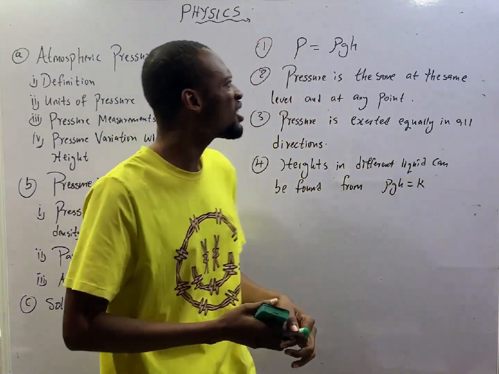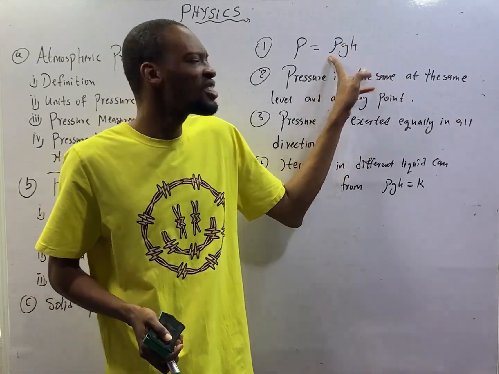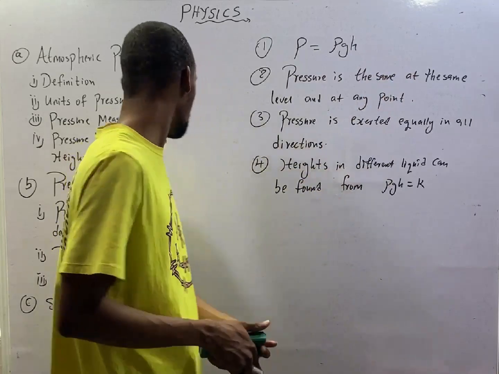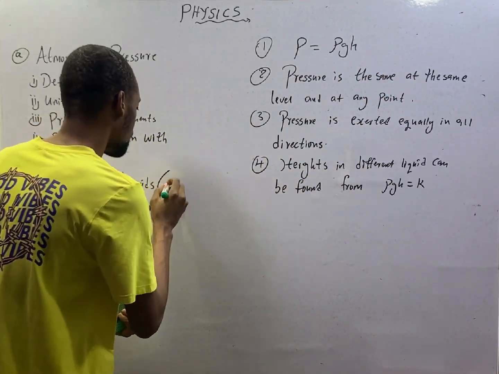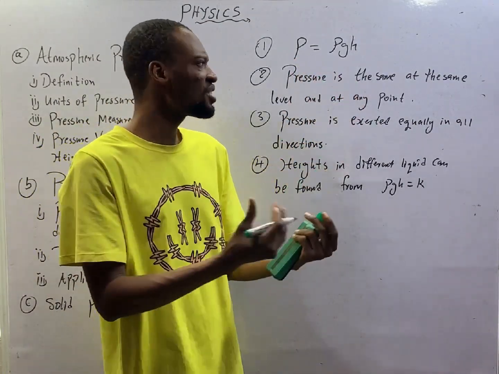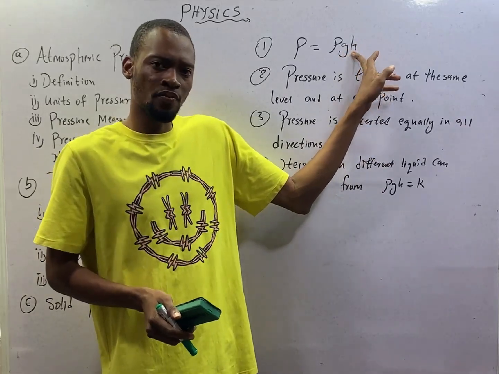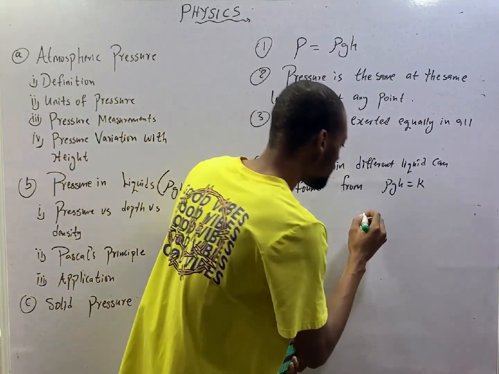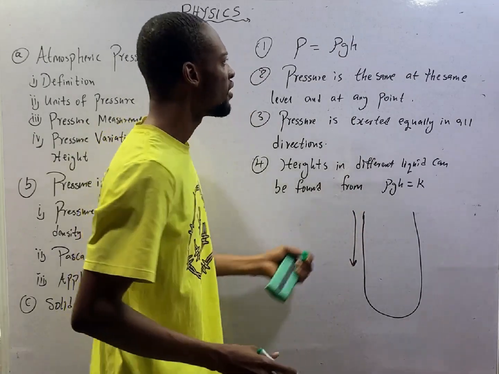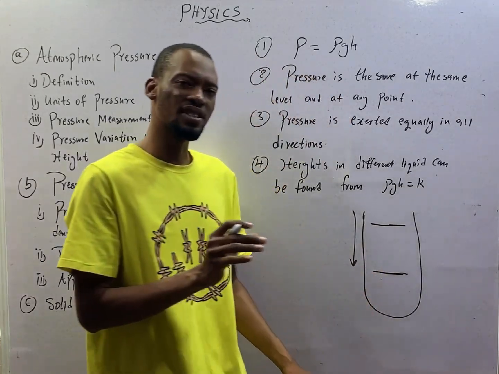Now, for liquids, pressure is rho g h. What is rho g h? Rho is density, g is acceleration due to gravity, and h is height. From this formula for pressure in liquids, we can see that pressure increases with density. As density increases, pressure will increase. We can also see that pressure increases with height. The more the height, the more the pressure. If you have a liquid like this, the deeper, the more the depth, the more the pressure. Which means pressure here is different from the pressure here in the same liquid.